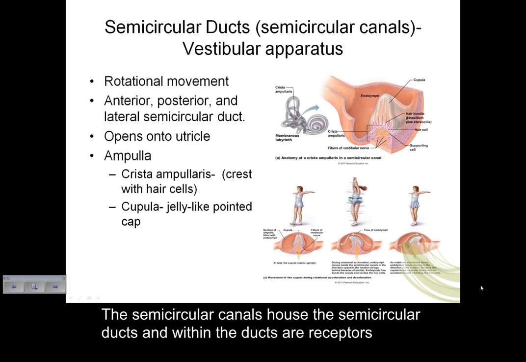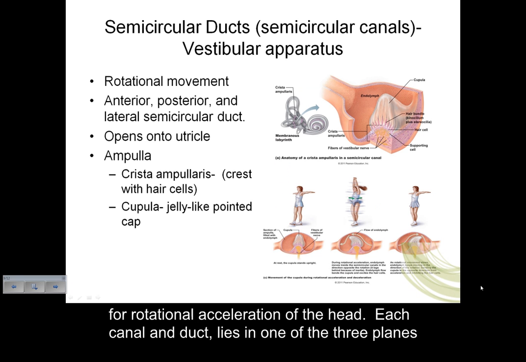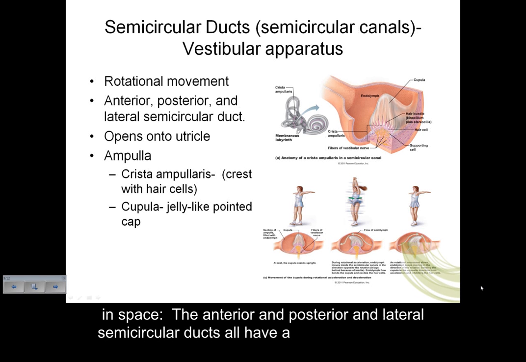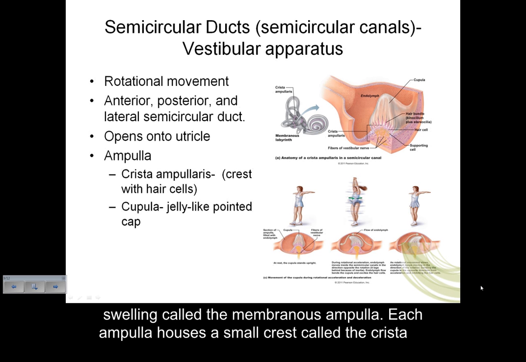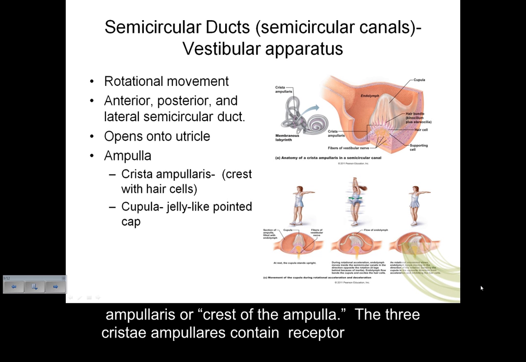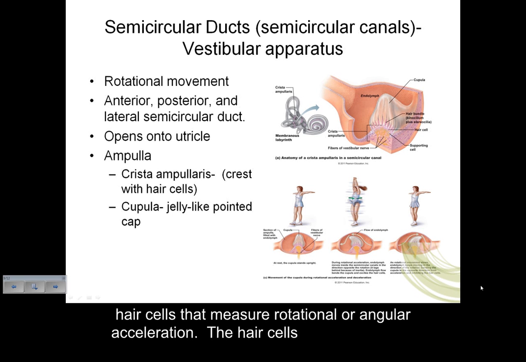The semicircular canals house the semicircular ducts, and within the ducts are receptors for rotational acceleration of the head. Each canal and duct lies in one of the three planes in space. The anterior, posterior, and lateral semicircular ducts all have a swelling called the membranous ampulla. Each ampulla houses a small crest called the crista ampullaris, or crest of the ampulla. The three cristae ampullares contain receptor hair cells that measure rotational or angular acceleration.